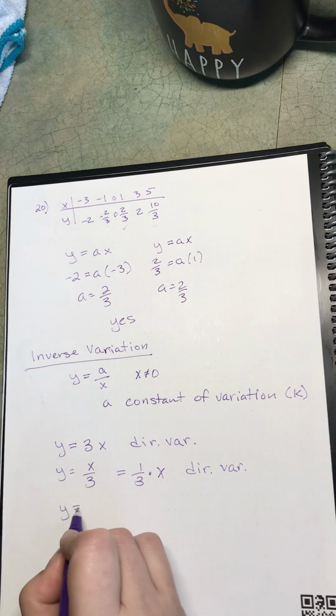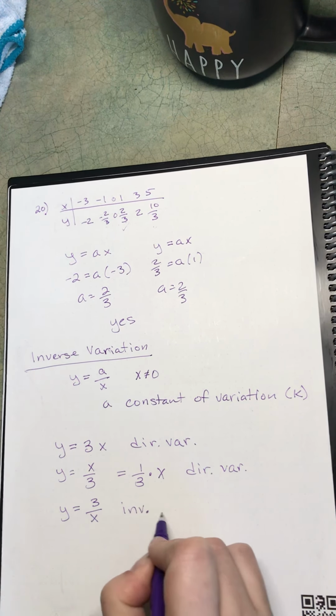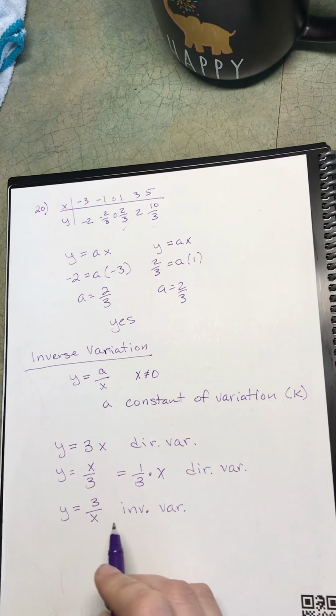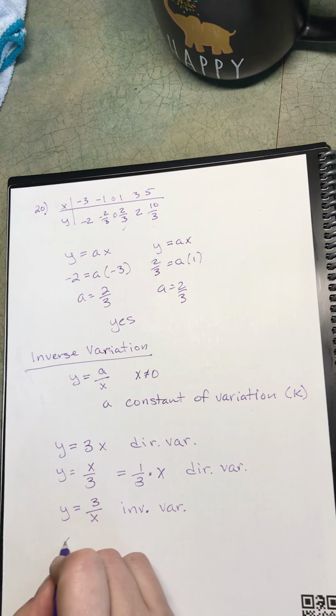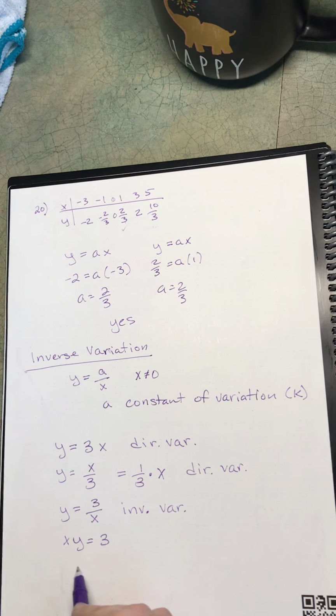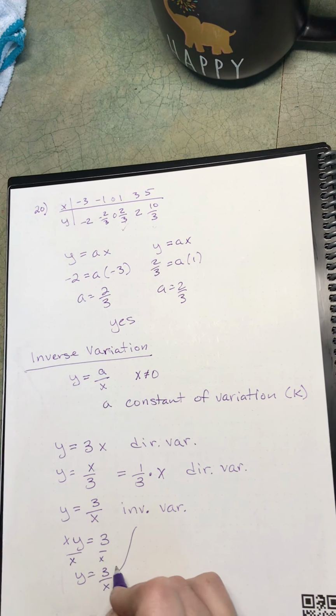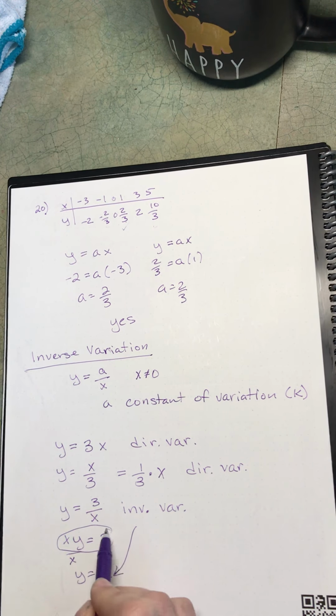Whereas if we had y equals 3 divided by x, that is inverse variation, because the x is in the denominator. Also, sometimes you'll see it look like this: xy equals 3. Well, if we solve for y here, then we end up with y equals 3 divided by x. So look for this, because that is still inverse variation.